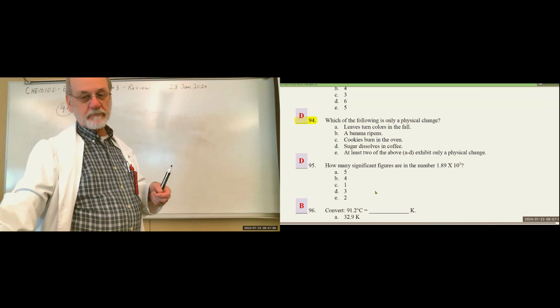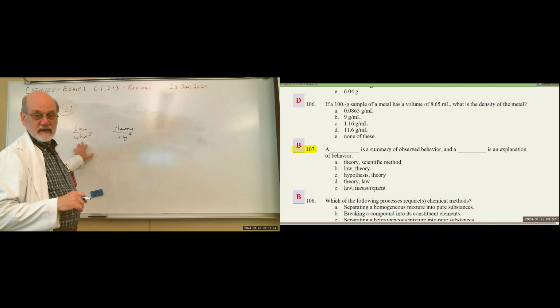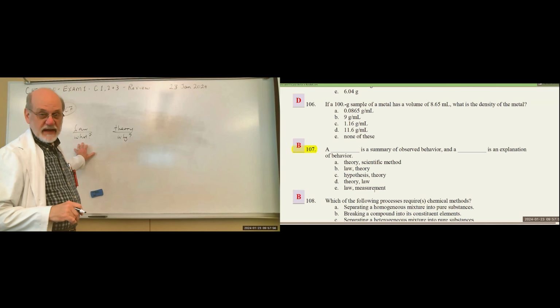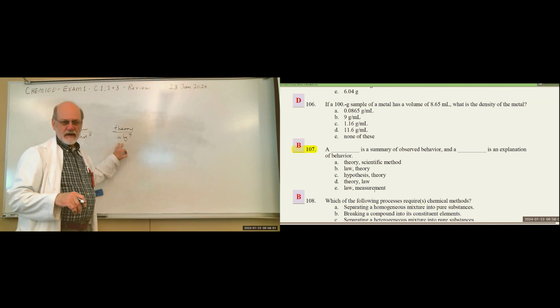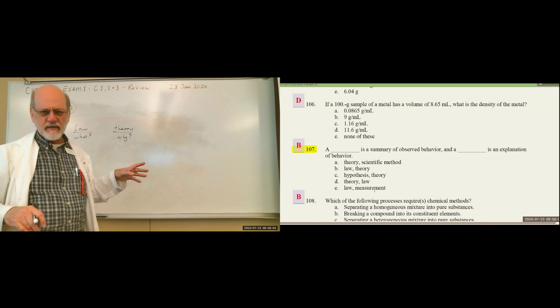The law explains what? Just what happens. The theory explains why. All right, so a summary of observed behaviors is what? That's the law. An explanation of the behavior is why, a theory. So we have a law and a theory together, that's B.